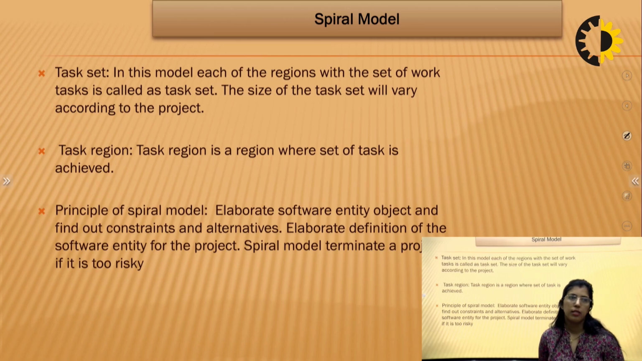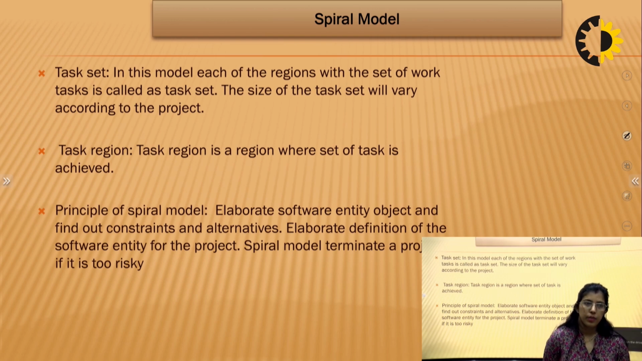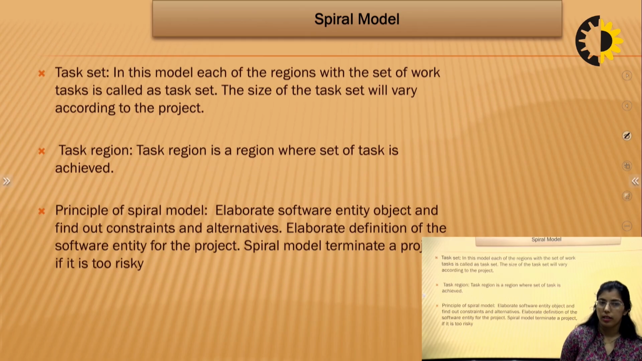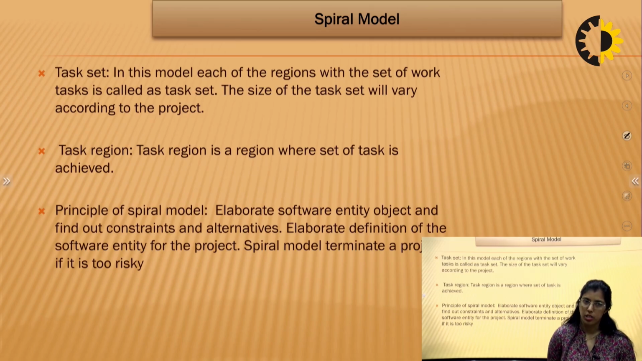Task set: in this model, each of the regions with a set of work tasks is called a task set. The size of the task set will vary according to the project. A task region is a region where a set of tasks is achieved. Principle of the spiral model: it elaborates the software entity objectives and finds out constraints and alternatives. It elaborates the definition of the software entity for the project.